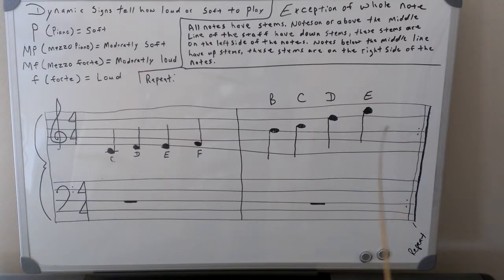So if you have a note here on the B, or here on the C, or the D, or the E, and so forth, then the stem of that note would be to the left, and it would be down. Again, to the left of that note, down.